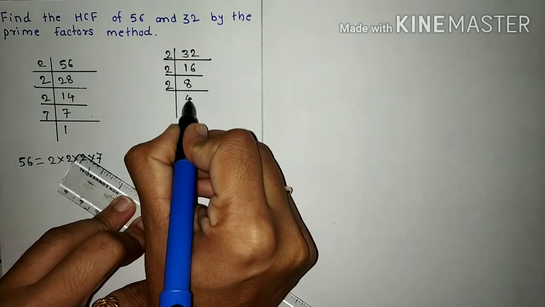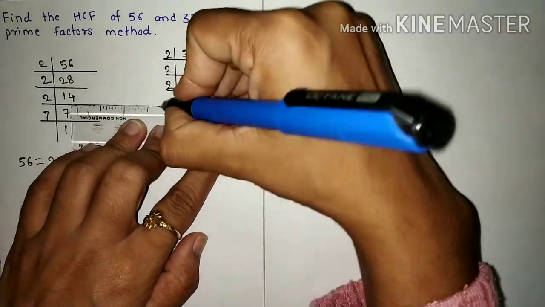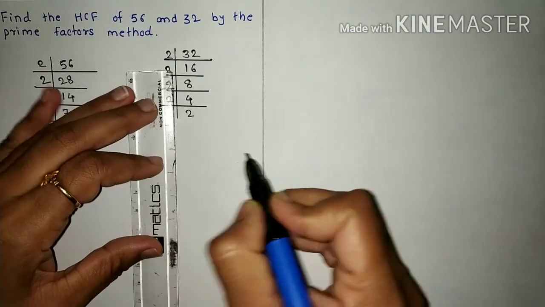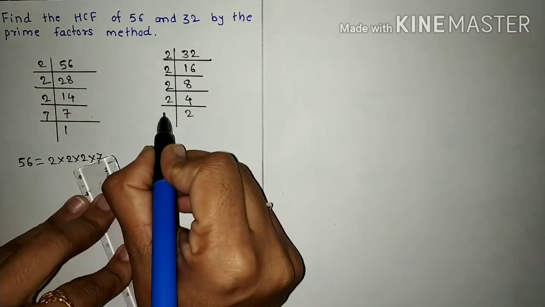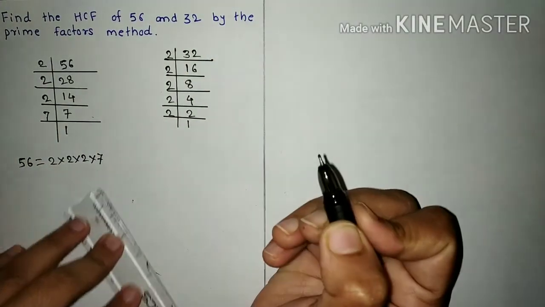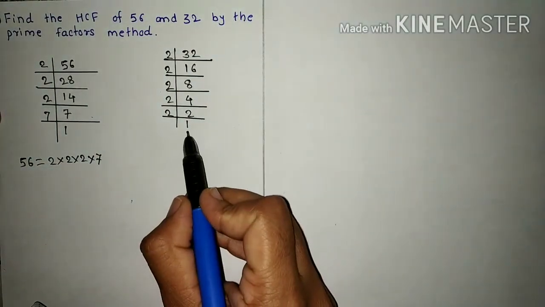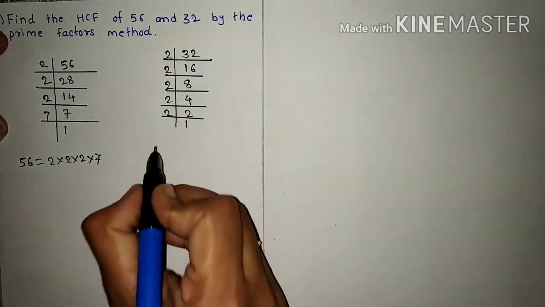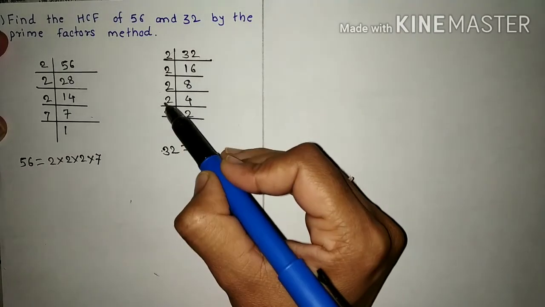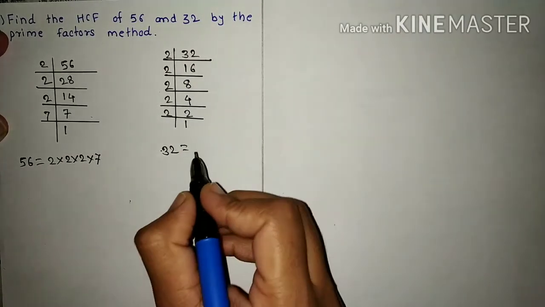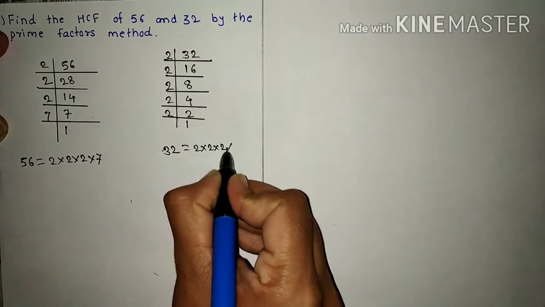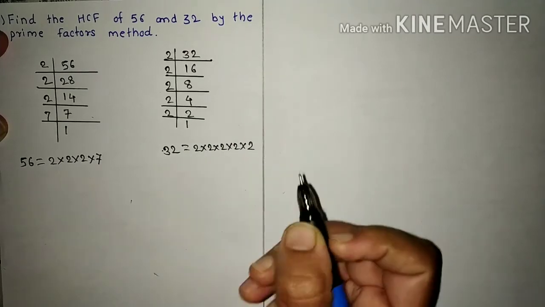2 4s are 8 and 4 is divisible by 2. 2 2s are 4 and lastly 2 is divisible by 2. 2 1s are 2. So here we write 1. Now here we stop. Therefore prime factors of 32 are written as 32 equal to multiplication of these numbers. Therefore 32 equal to 2 into 2 into 2 into 2 into 2.